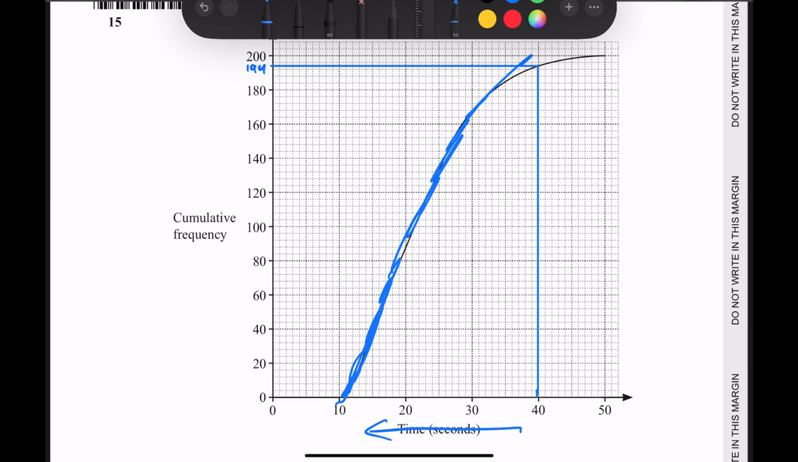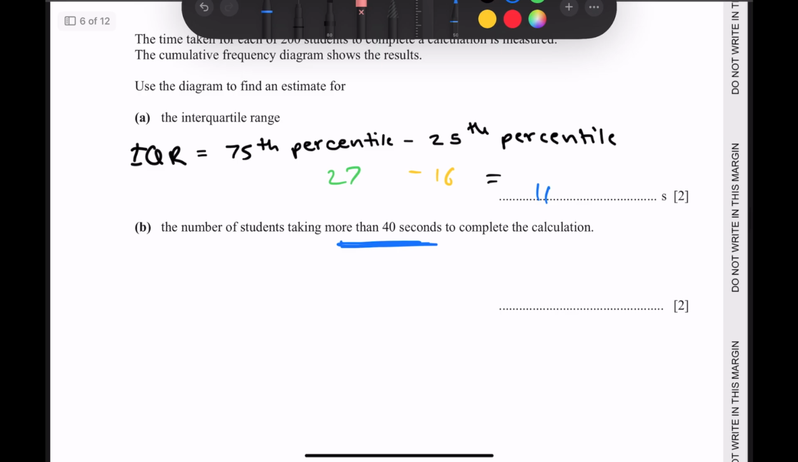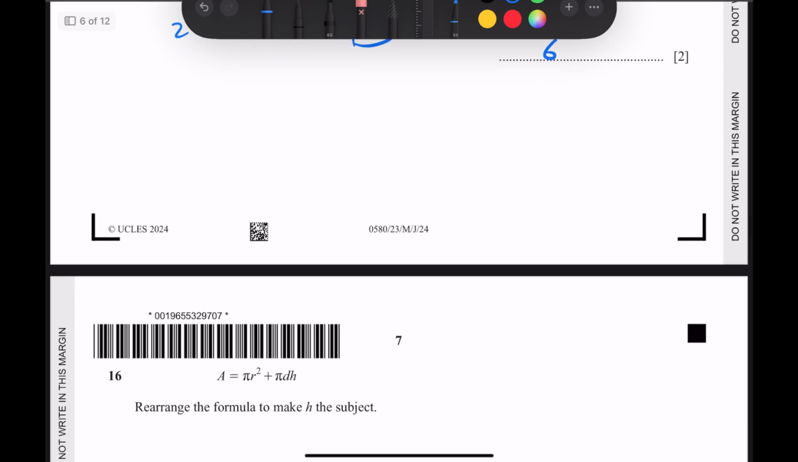And so the question asks for the number of students who have taken more than 40 seconds to finish their work. So this is equal to the total number of students minus the number of students who have taken 40 seconds or less to finish the work, which is equal to 194. So this is equal to 6. Therefore, your answer for part B is equal to 6.